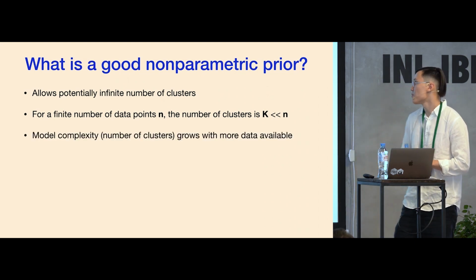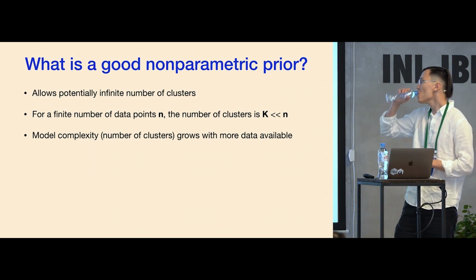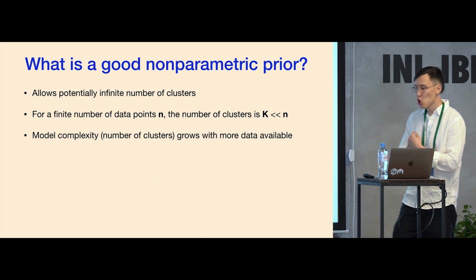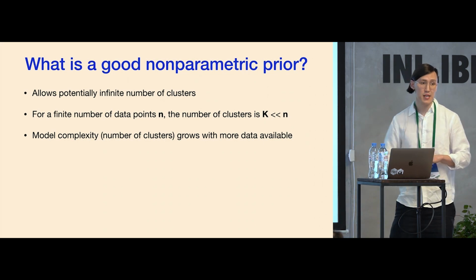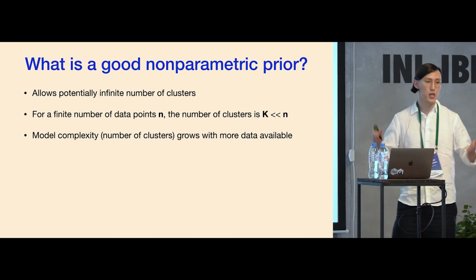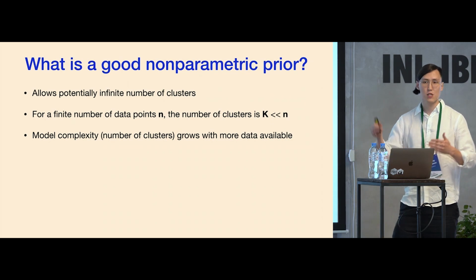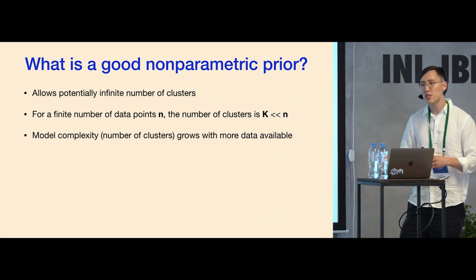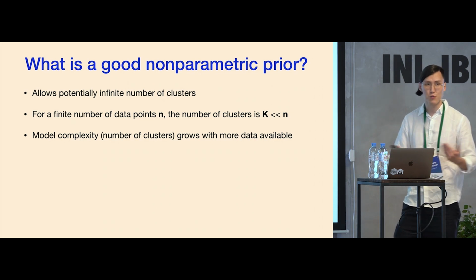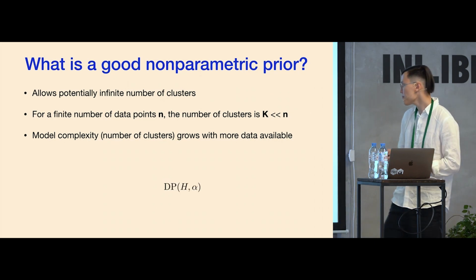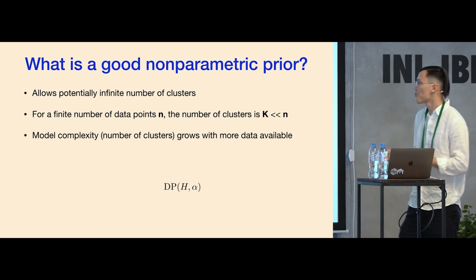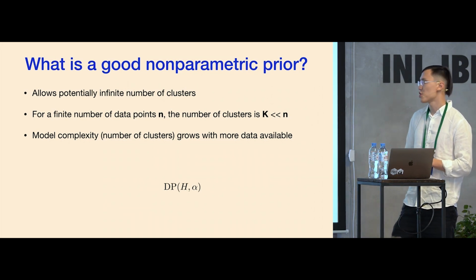And another property we want to have is that we want the model complexity to grow as we get more data, which makes sense. For small data sets, only a small number of parameters should be enough to describe. But if the data set grows larger and larger, potentially data comes from a non-stationary distribution, we should increase our model complexity. We should allocate more clusters. And this prior that we'll be working with that has these properties is called Dirichlet process.